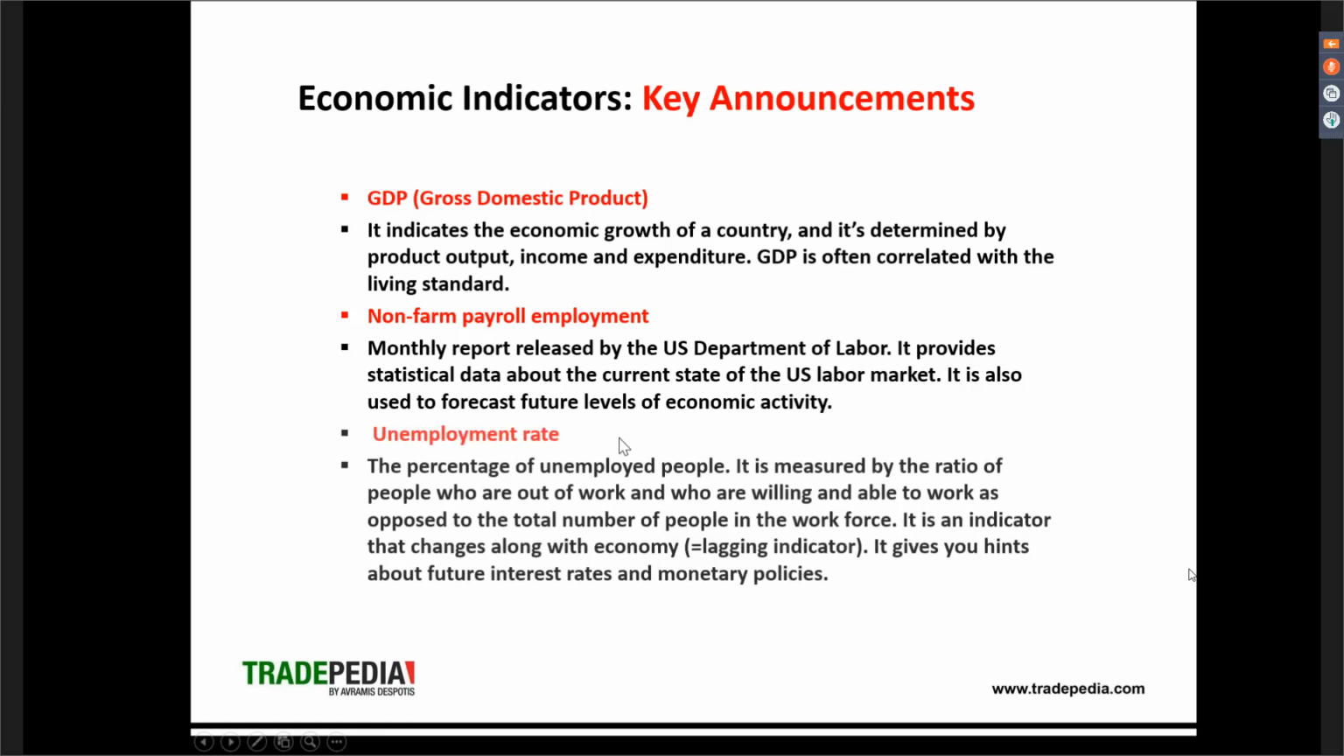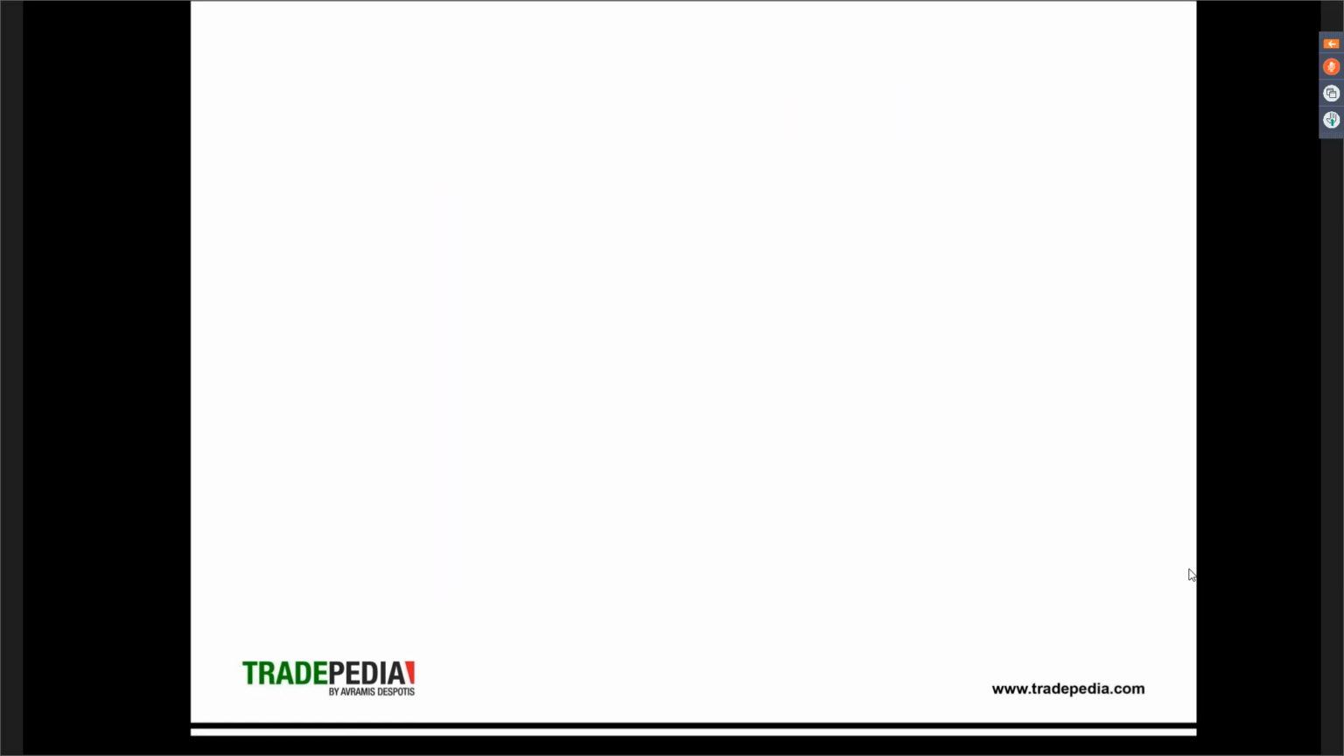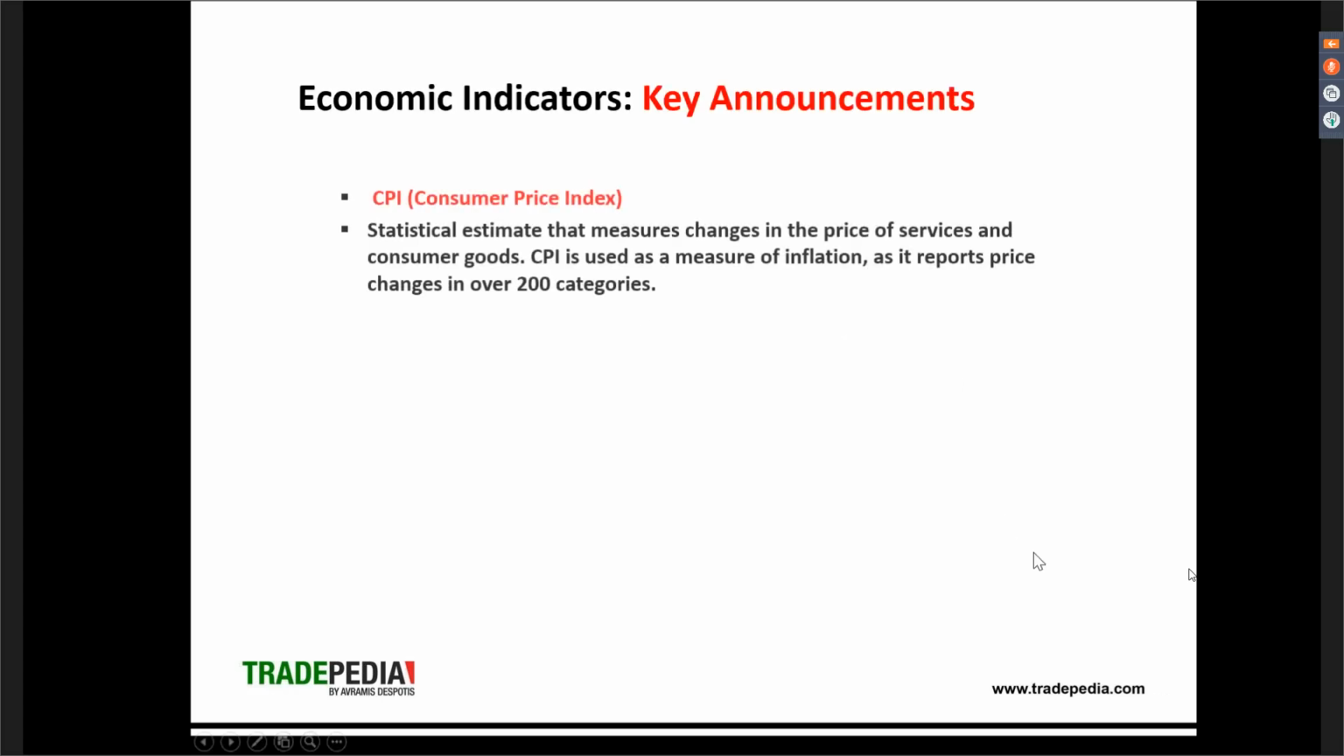Unemployment rate, the percentage of unemployed people measured by the ratio of people who are out of work and are willing and able to work as opposed to the number of people in the workforce. Gives you a hint about future interest rate and monetary policies. And CPI, statistical estimate that measures changes in the price of services and consumer goods. CPI is used as a measure of inflation, reports price changes in over 200 categories.